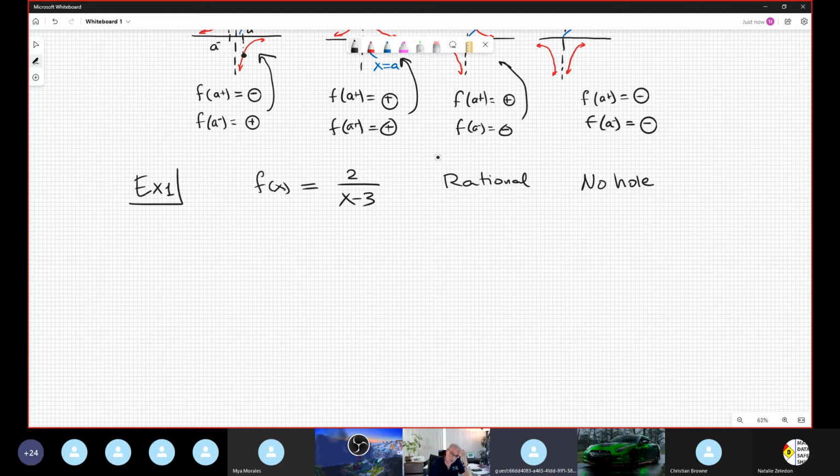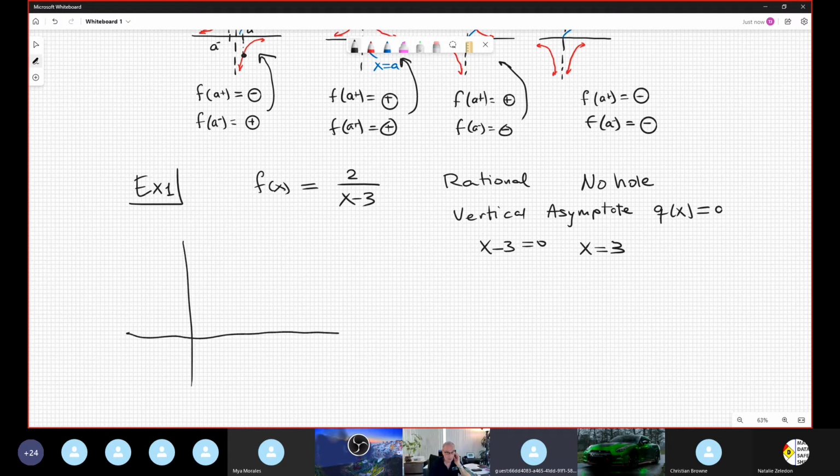Always when you can simplify, do it. But here nothing, so yes, we have a vertical asymptote. The vertical asymptote is found by taking the polynomial at the bottom, q, so the formula is q of x equals 0. What is q in our example? x minus 3 equals 0. Therefore, x equals 3. Bam. Therefore, I know, without decimals, the vertical asymptote is at x equals 3, very fast.